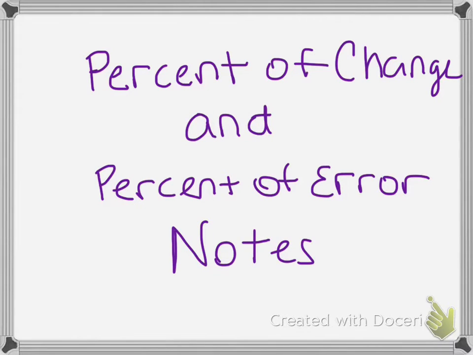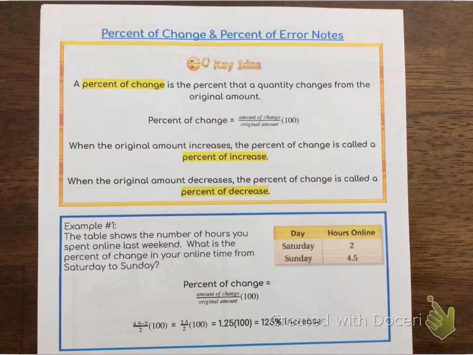Okay, hi everybody. So today you're going to take notes on percent of change and percent of error. You should have your notes page out, whether it is on as a document and you're going to type into it, or if you have it printed out and you're writing out, or you're going to write it on a piece of paper, whatever the case may be, but this is what it looks like.